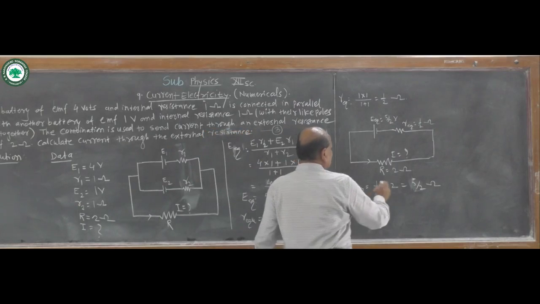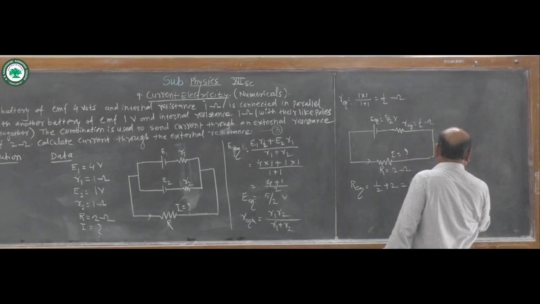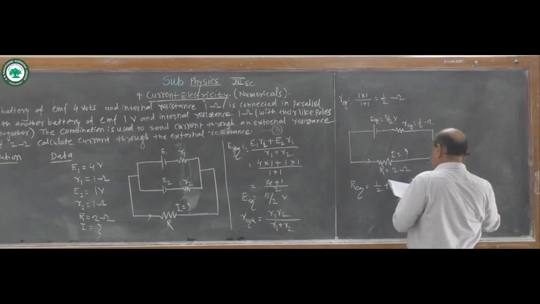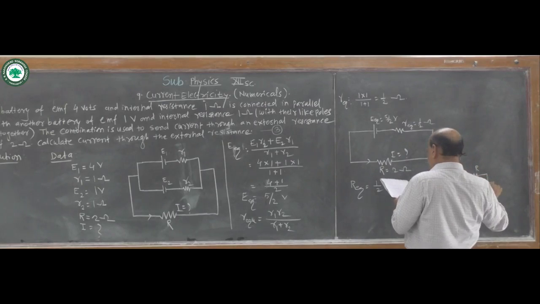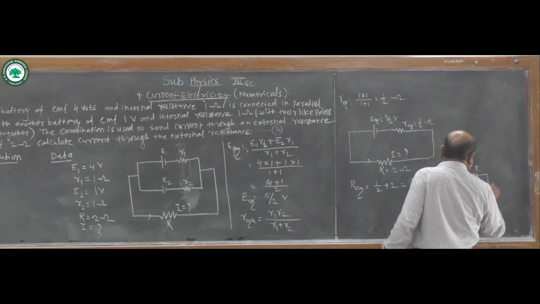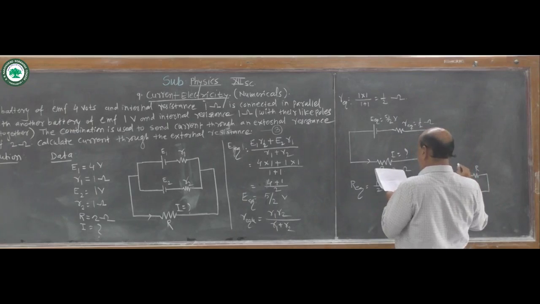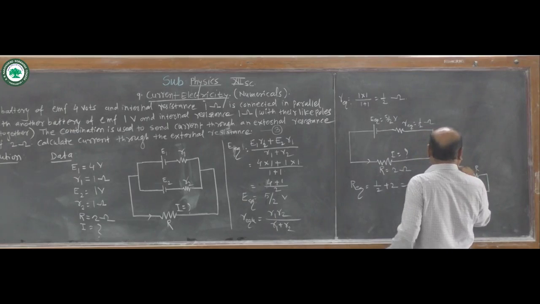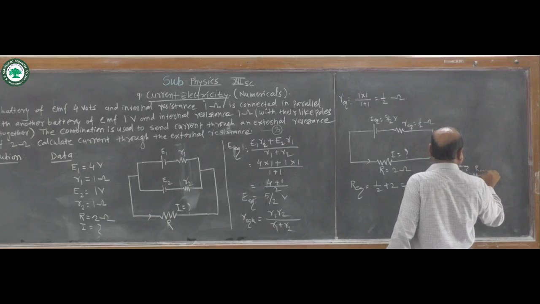And now the final circuit will be like this. This is the positive terminal and this is the resistance R, and the combination is like this one. This is the E equivalent and this is the external resistance. And what is the current I flowing through this resistance?